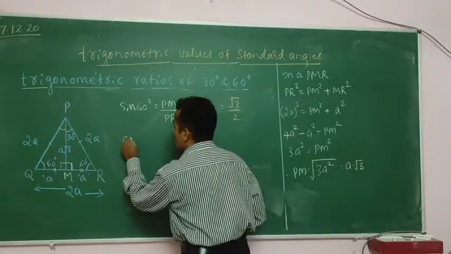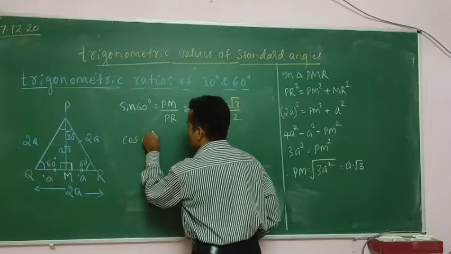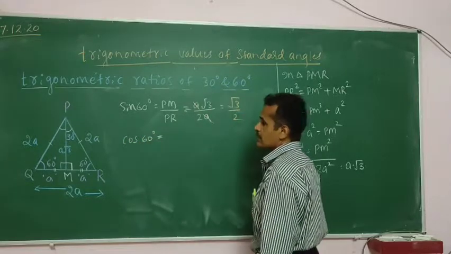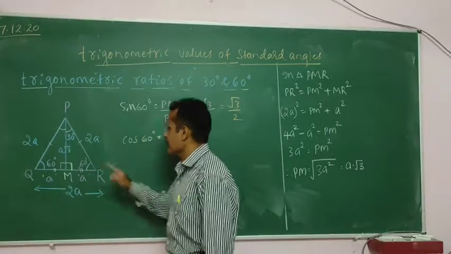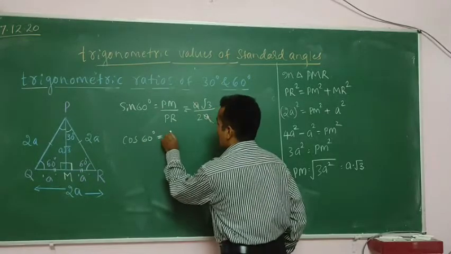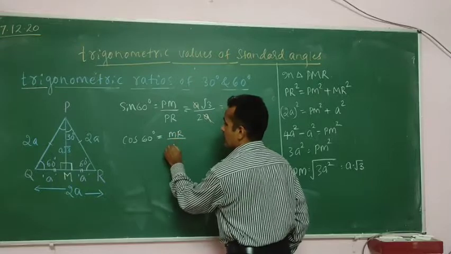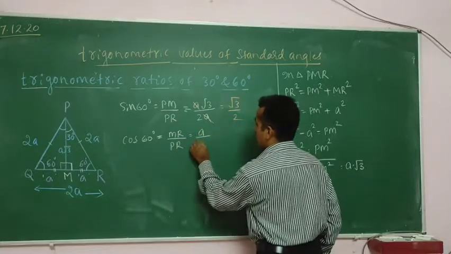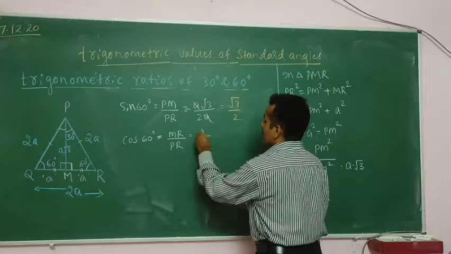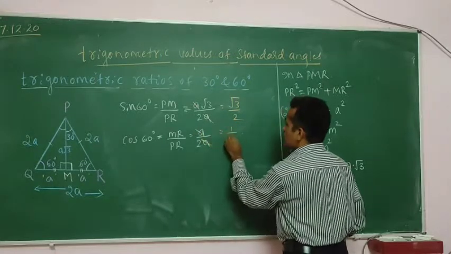I can find the value of cos 60. Cos 60, from here, is adjacent by hypotenuse. It is MR divided by PR. MR is A divided by 2A. A gets cancelled. The answer is 1 by 2.